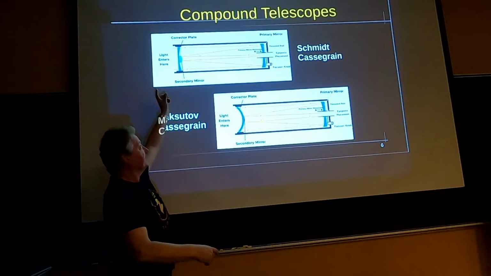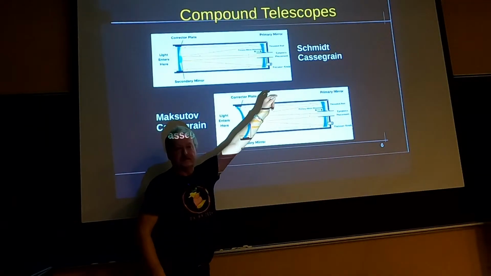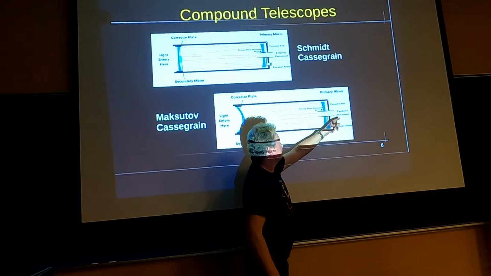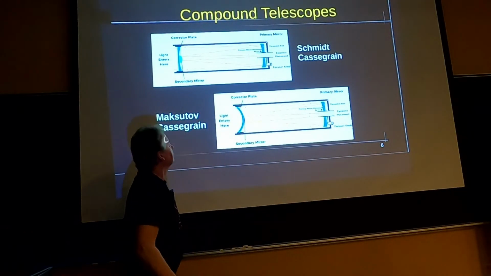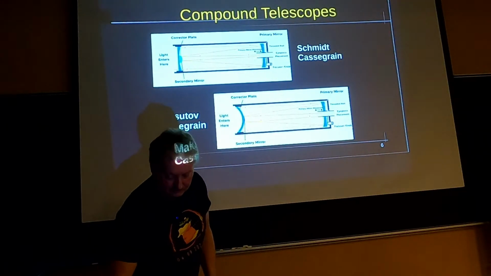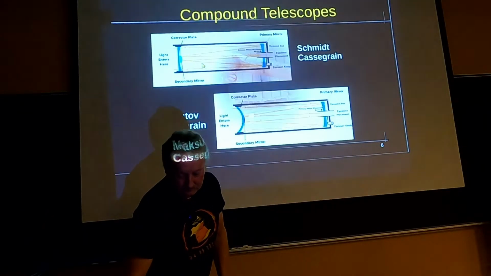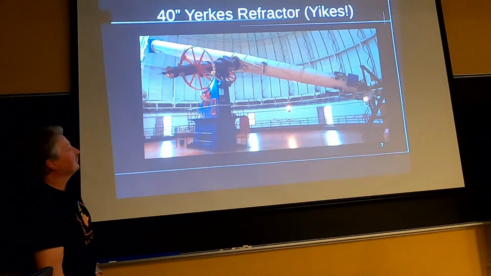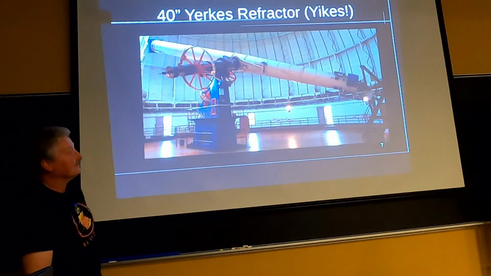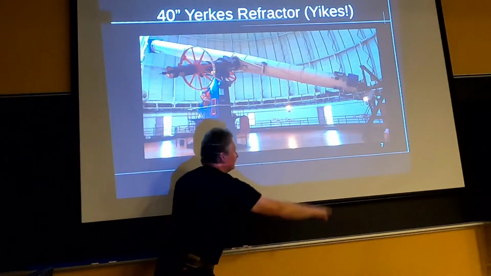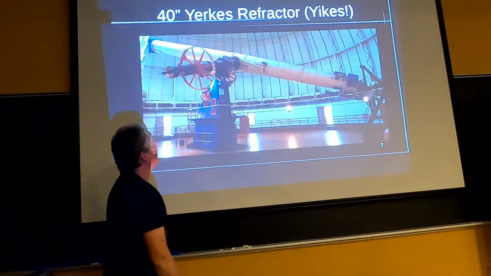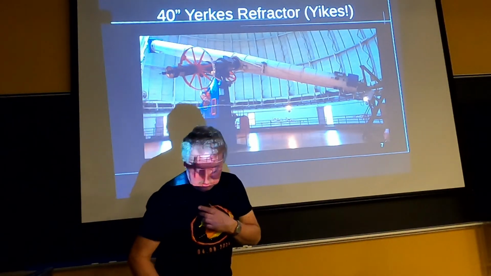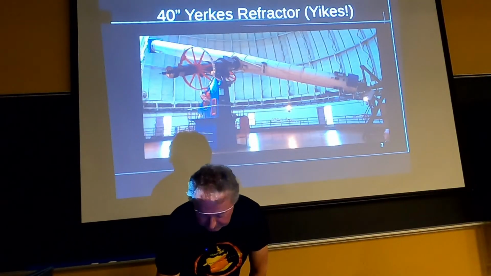So that light makes a nice perfect path all the way through, and doesn't get shot off halfway out here and come hitting the side of the barrel instead of the center. Okay. Yikes, the Yerkes. So that's a 40-inch refractor that has 62 feet of focal length. That's a beast. This is why it's important to not get aperture fever, too.